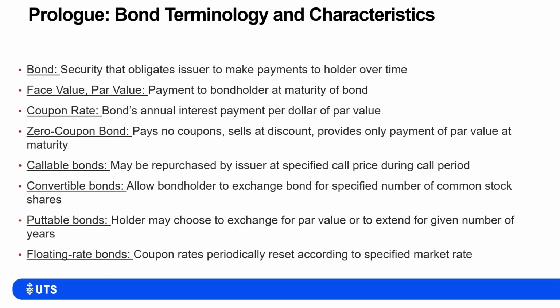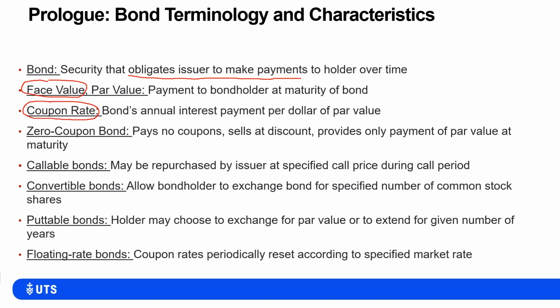Now let's talk about bond terminology and characteristics. Actually, first, let's define bond. What is a bond? A bond is a security that obligates the issuer to make payments to the holder over time. And there are two important characteristics of bonds: one being the face value or par value, and the other being the coupon rate. What is face value? It is the single lump sum payment to the bondholder at the maturity date of the bond.